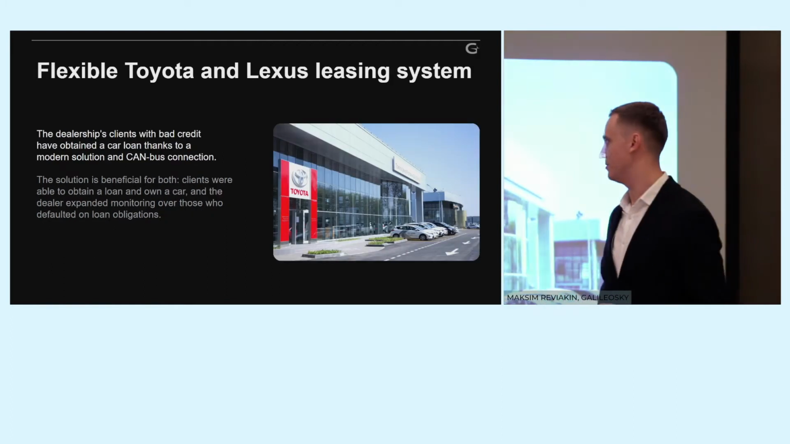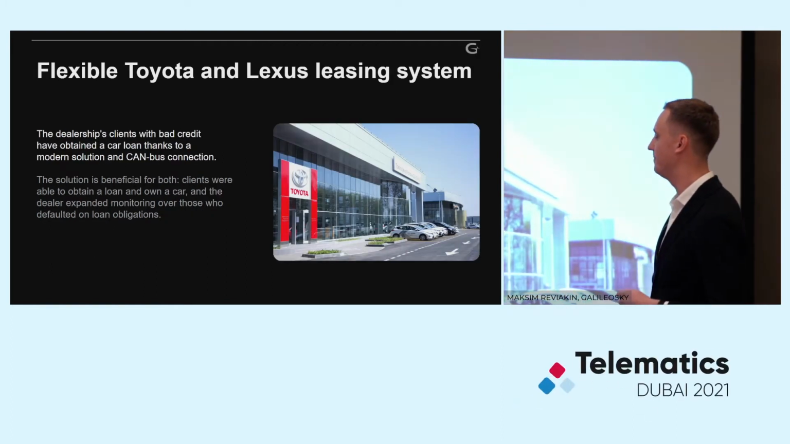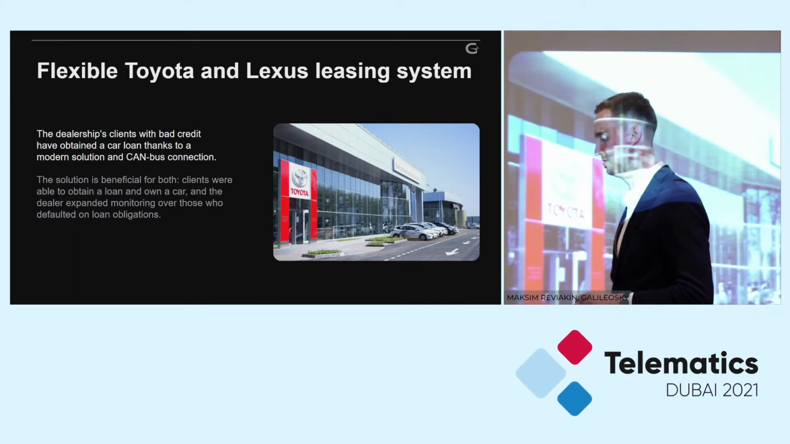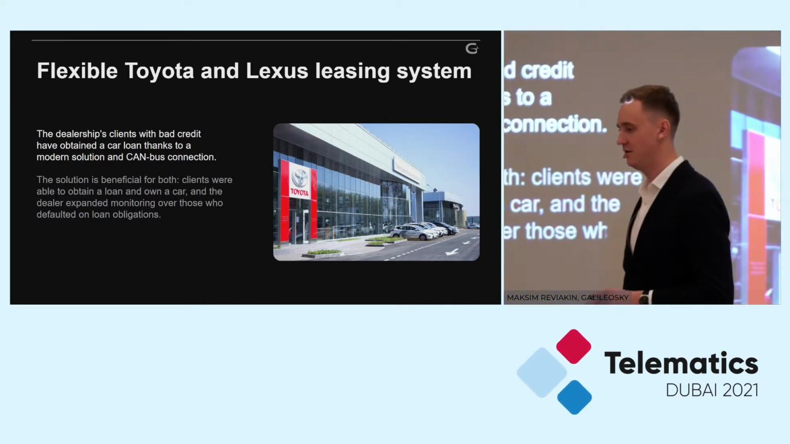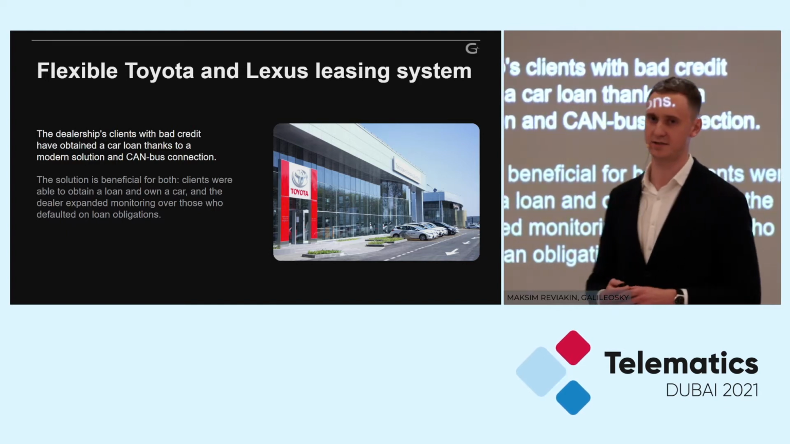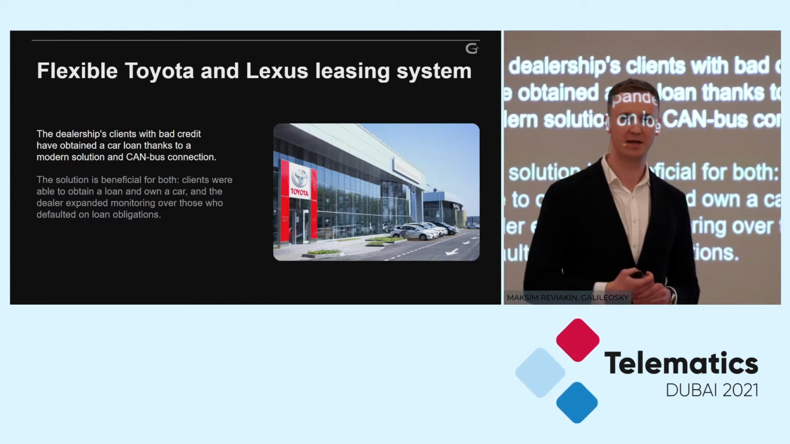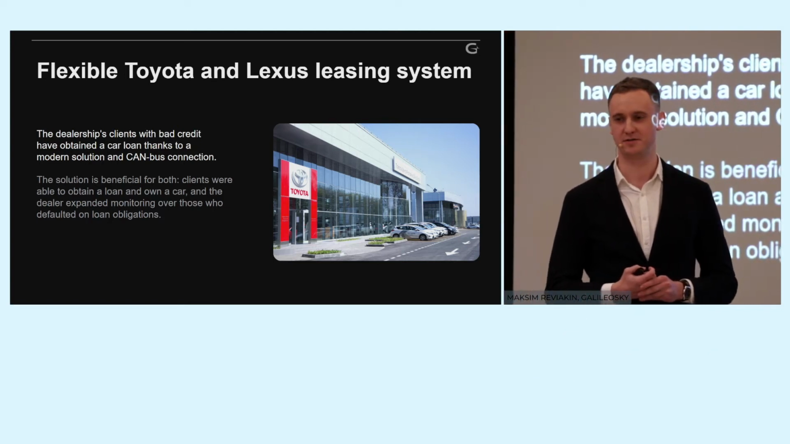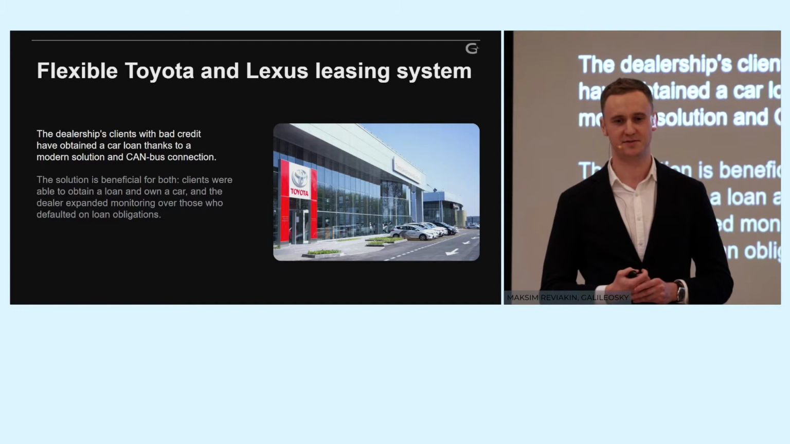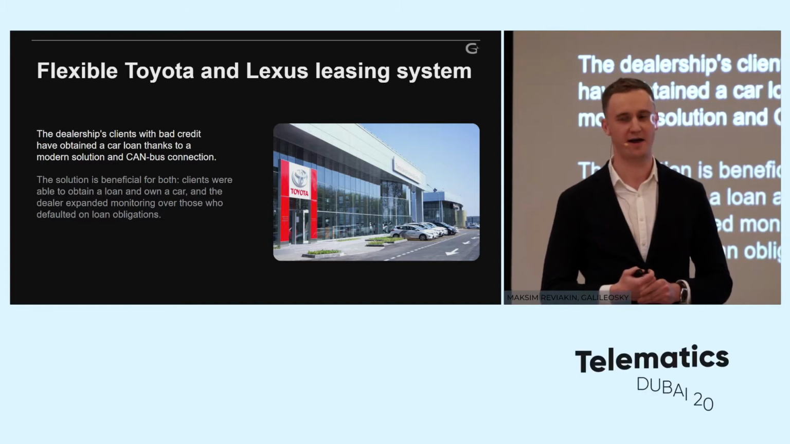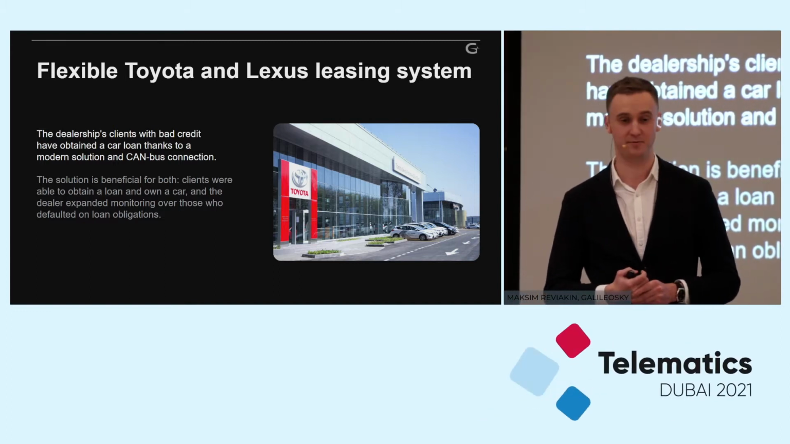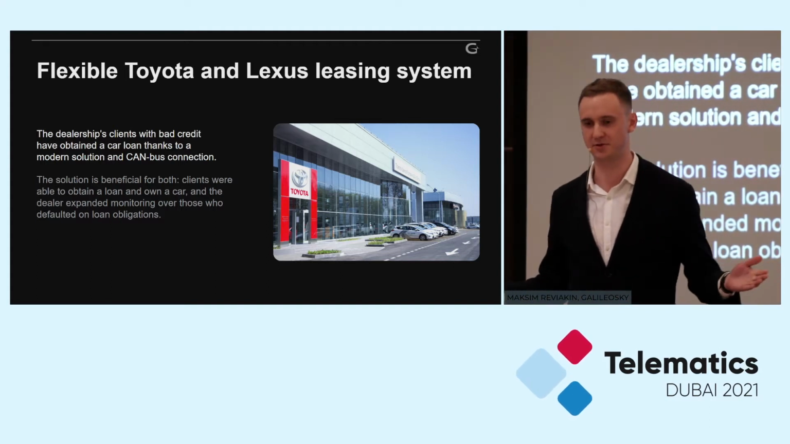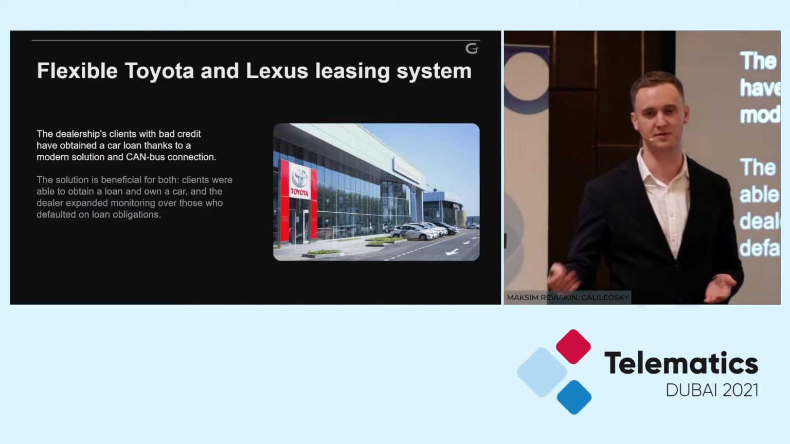So the next story is about another dealer center. For some reasons, I talk about dealer center today. This is Toyota and Lexus dealer center in Kazakhstan. They have a problem. They want to sell the cars. But the problem is that some of the clients are having bad credit history. They want to buy Toyota, but they're having bad credit history. So the banks do not provide them with the loan.